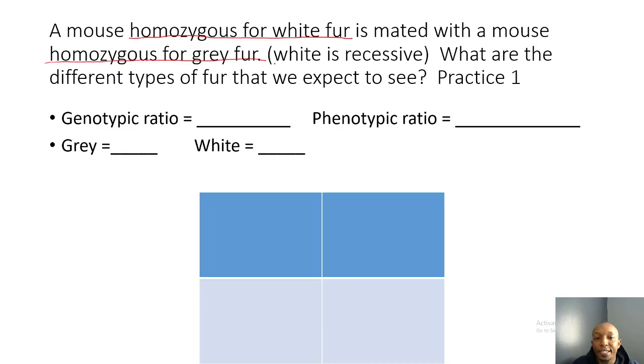It says white is recessive. So that means gray fur is going to be that dominant trait. So we're going to be using the G for this one. So homozygous for gray fur, I'm going to go ahead and help you even more. We have big G, and then homozygous for white fur. That means we're going to have 2 little g's over here.